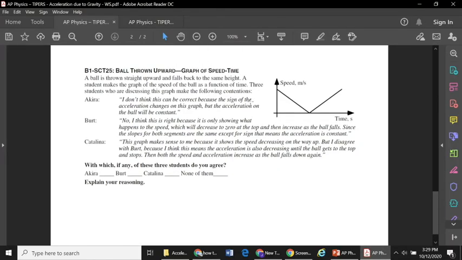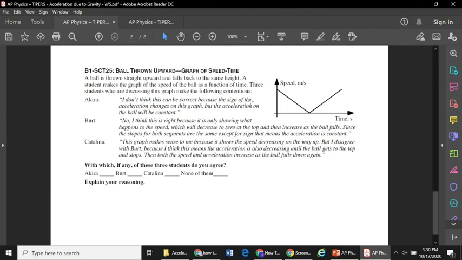It's B1 SCT25. It says ball thrown upward, graph of speed versus time. And it says here, a ball is thrown straight upward and falls back to the same height. The student makes the graph of the speed of the ball as a function of time. Three students who are discussing this graph make the following contentions. And they give three arguments given by three different students.